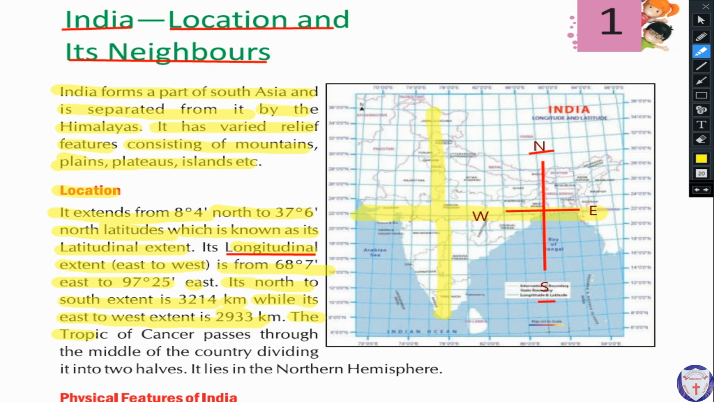The Tropic of Cancer passes through the middle of the country and divides it into two halves. The Tropic of Cancer passes through the middle of the country, देश के middle से divide. It's like the northern hemisphere.